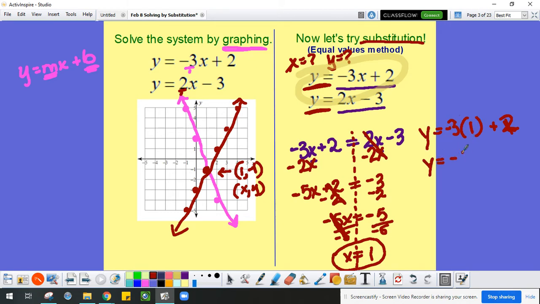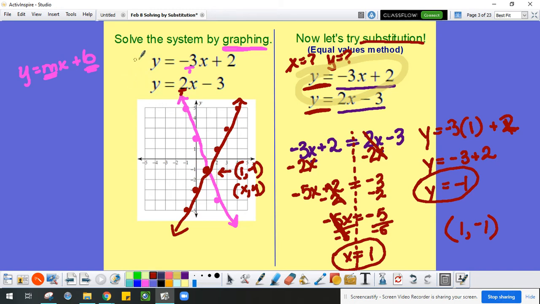-3 times 1 is -3. And then -3 plus 2 is -1. So I have x equals 1 and y equals -1. I can take that and write it in an ordered pair. And it is the same ordered pair as over here where the lines crossed.